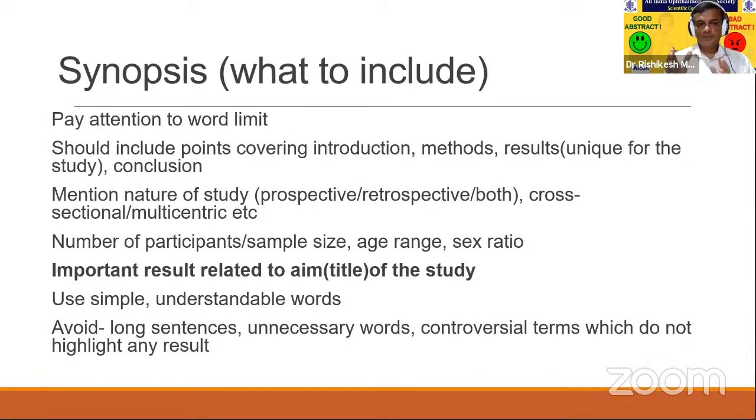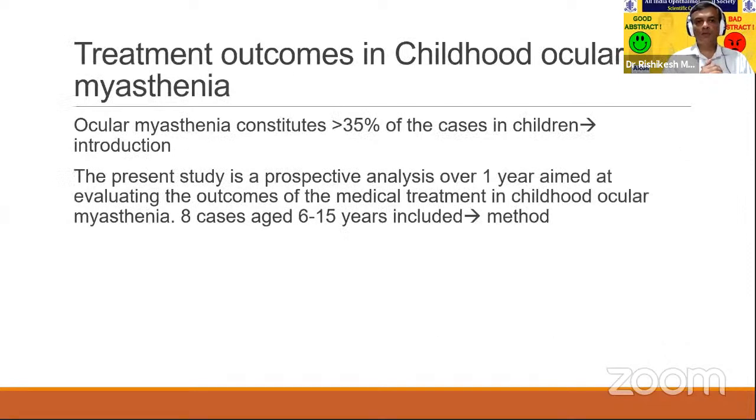So mention the nature of the study, prospective or retrospective, also the number of participants or samples, and the important result related to the aim of the study needs to be mentioned there. That has to be the highlight of whatever you are presenting. As Dr. Amit had already mentioned, the aim and the important part of the result should be in sync. They should not be separate. Use simple, understandable words, avoid long sentences, and avoid unnecessary words, because it has to fit into the word limit.